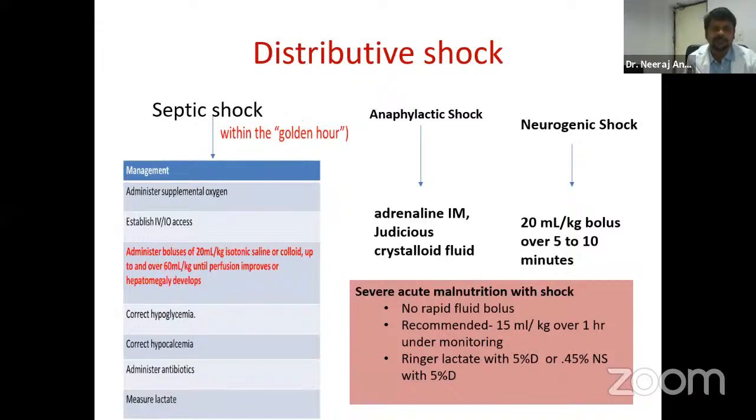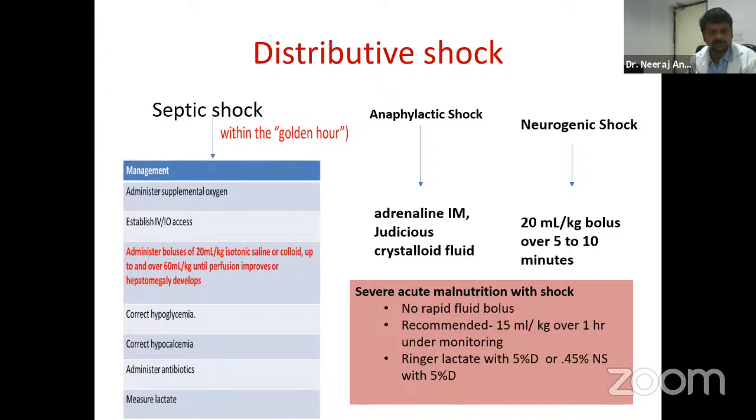Now coming on to the septic shock. In septic shock, there is a dictum of golden hour. It means that if we rapidly manage the patient in the initial 1 hour, then for every 1 hour delay in the management of a patient of septic shock, there will be approximately 7.6% increased chances of mortality. So we have to rapidly assess and manage a patient of septic shock.